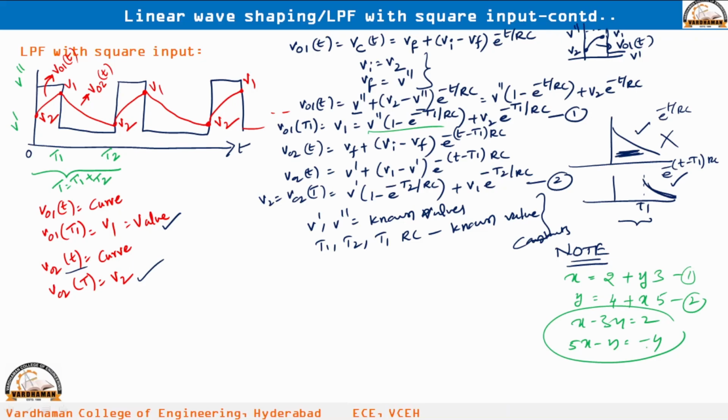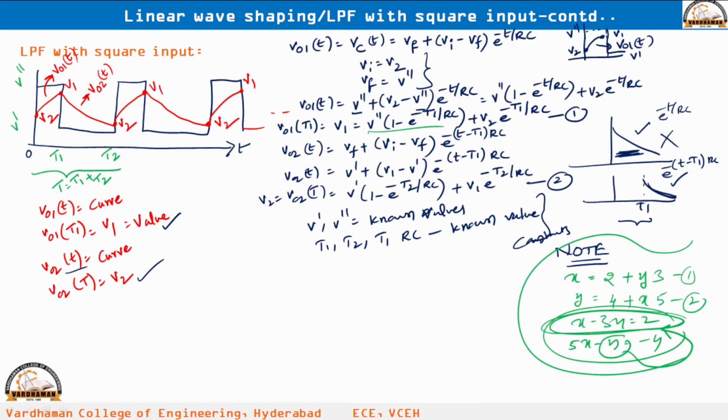Do not confuse here by seeing all these V dash, V double dash, e power minus T1 by RC, T2 by RC. This analysis is looking like this particular note point only, solving very simple linear algebraic equations only. Now, what we need to do, how to solve this one? Generally, take y from this one, substitute here in terms of x, so this equation will become only in terms of x, then you can get the x value. That x value you can substitute in the next equation, you will get the y value. Same thing we are going to perform here.